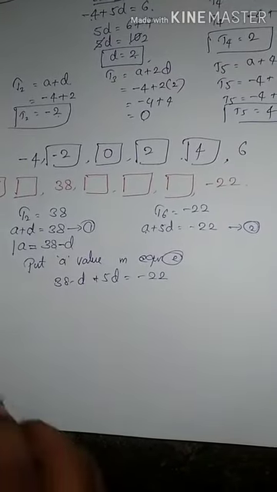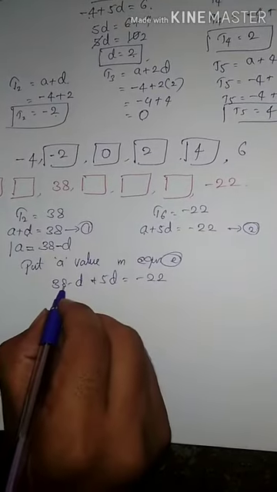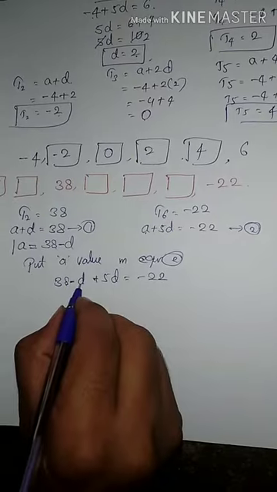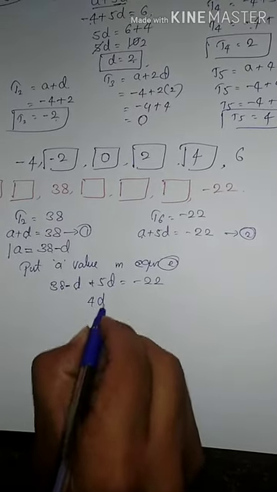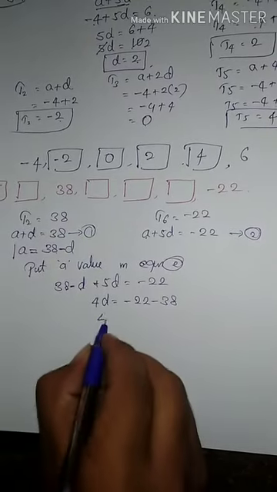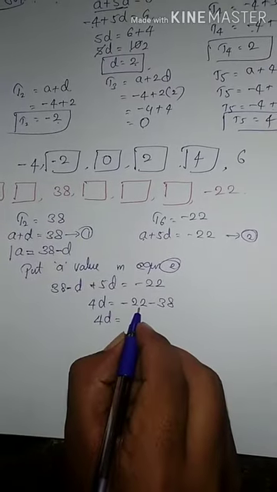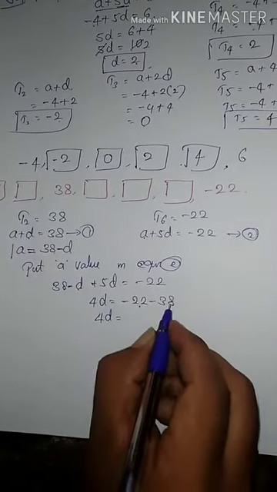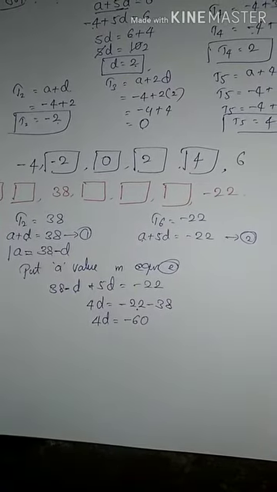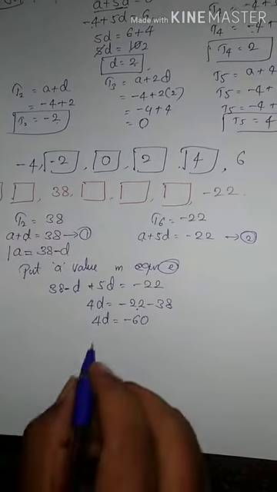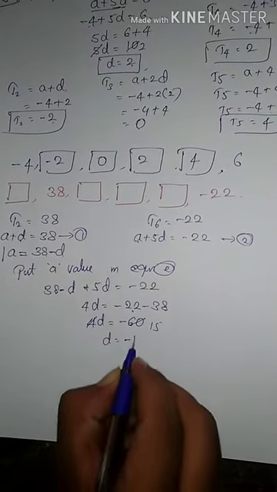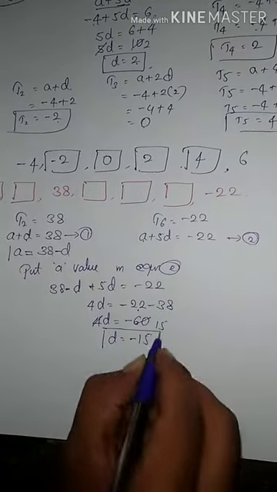So here 38 moves to right hand side, becomes minus 38. And here minus D plus 5D is plus 4D is equal to minus 22 minus 38. 4D is equal to minus 22 minus 38 becomes 30 plus 20 is 50, minus 60. 4 ones are 4, 15s are 60. D is equal to minus 15.